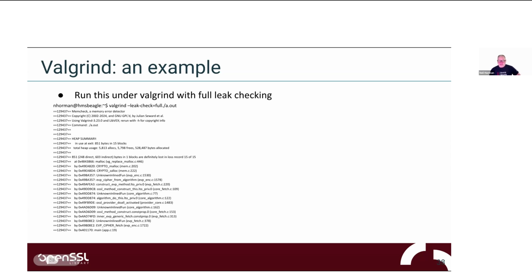This provides us with a call stack showing where we allocated the memory that we never freed. And you can see here from the bottom of the stack that EVP cipher fetch was called, and we allocated a whole bunch of memory down here, and then we never freed it. And if you look back at the example, you can see I just removed the call to EVP cipher free. Valgrind will show you when you do things like that.